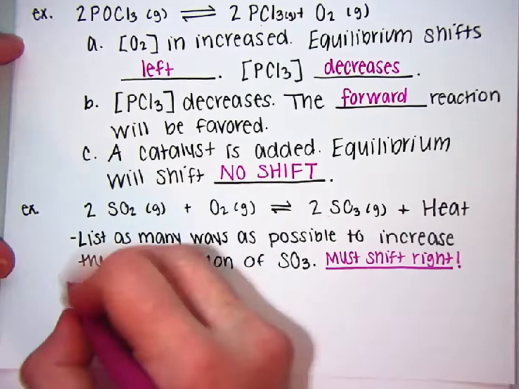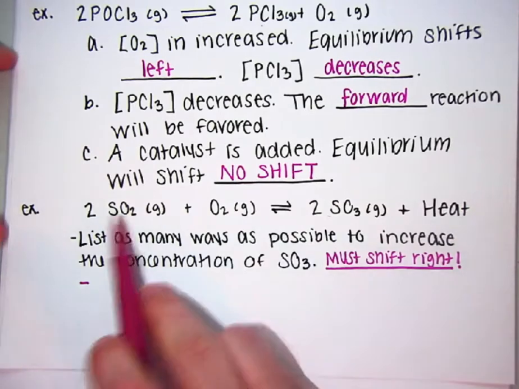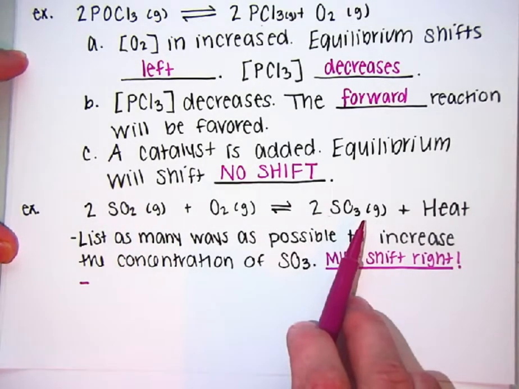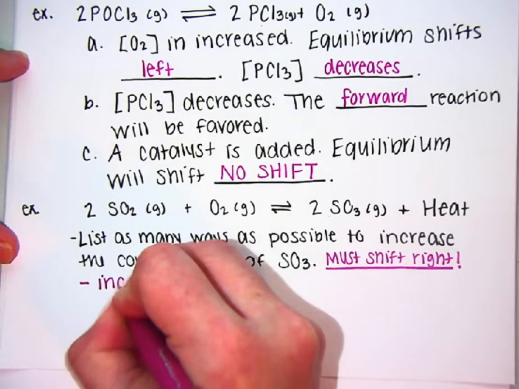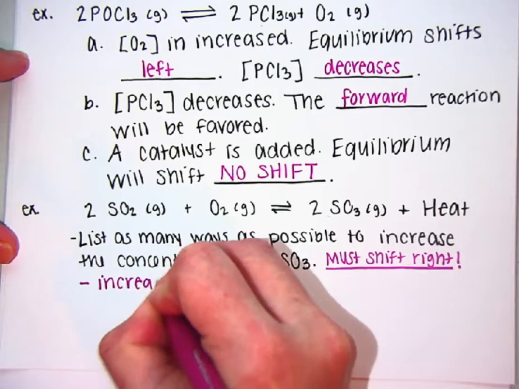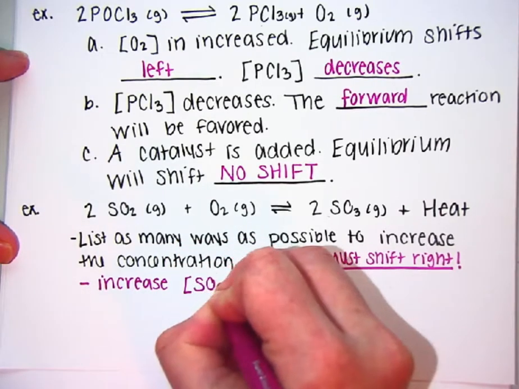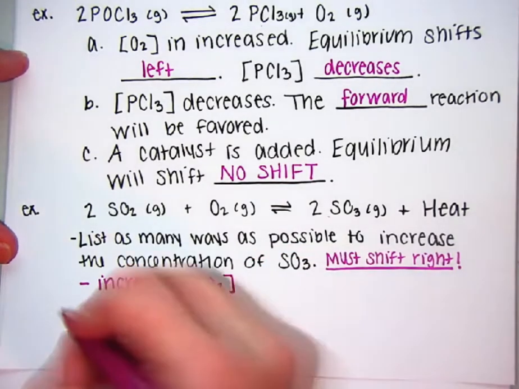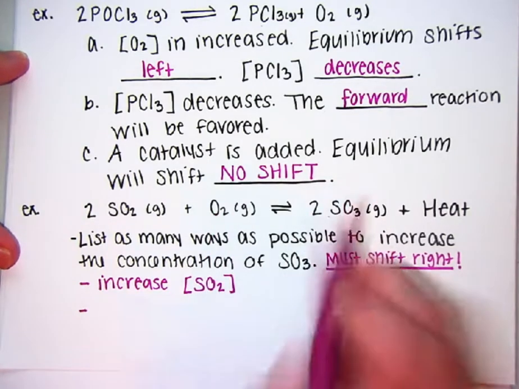Well, now that we know that it must shift right, let's figure out all the ways that we could force equilibrium to go right. Well, if I add, it's going to shift away. So I can increase the concentration of sulfur dioxide. If I add, it shifts away.